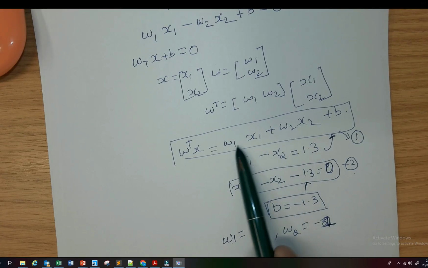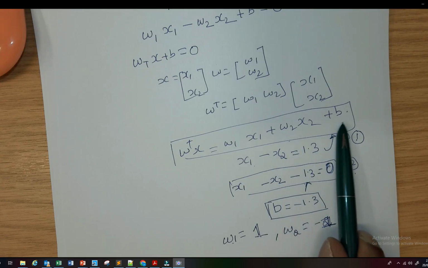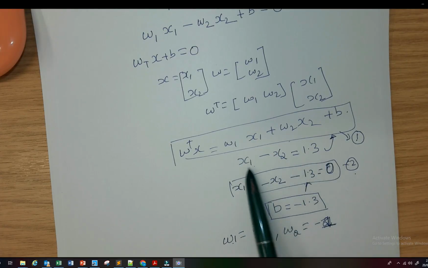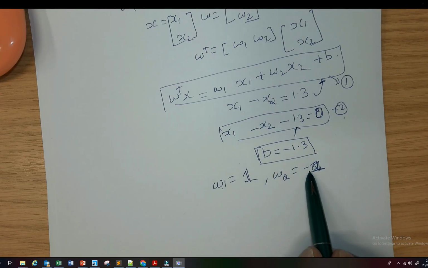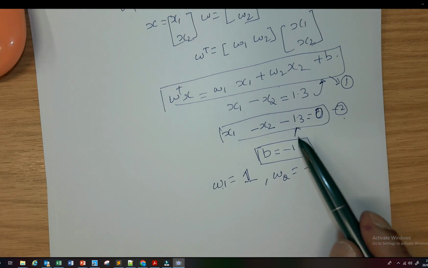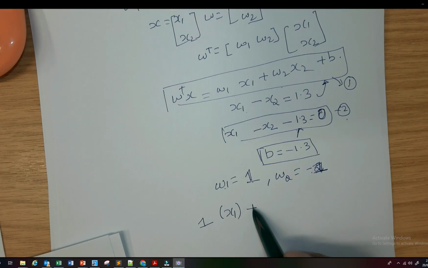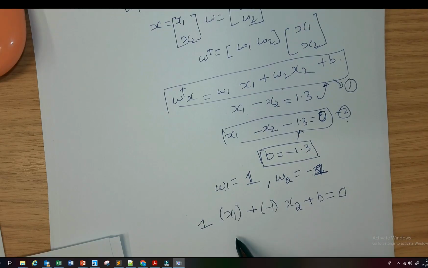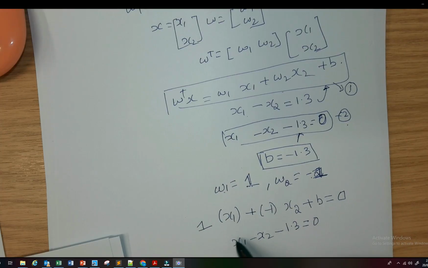So this is the equation of the hyperplane. You have to find the right w1 and w2 plus your bias of minus 1.3, so that we get this equation as the equation of the hyperplane. So w1 is equal to 1, and if the weight w2 is equal to minus 1, then we will get 1 multiplied by x1 plus minus 1 multiplied by x2 plus b, that's equal to 0. So x1 minus x2 plus b, with b as minus 1.3, will be equal to 0.